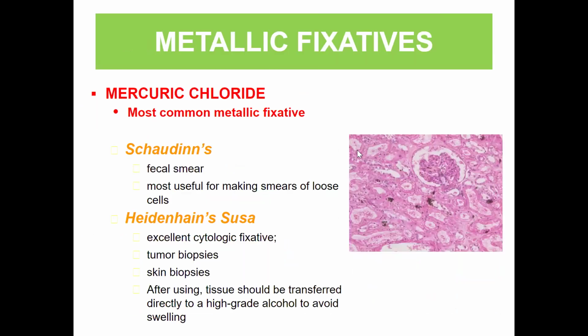So another solution for your mercuric chloride is Rhodines. So this is used for your fecal smear and most useful for making smears of loose cells. You also have your Heidenhain Susa, an excellent cytologic fixative used in tumor biopsies, skin biopsies. And after using, tissue should be transferred directly to a high-grade alcohol to avoid swelling.